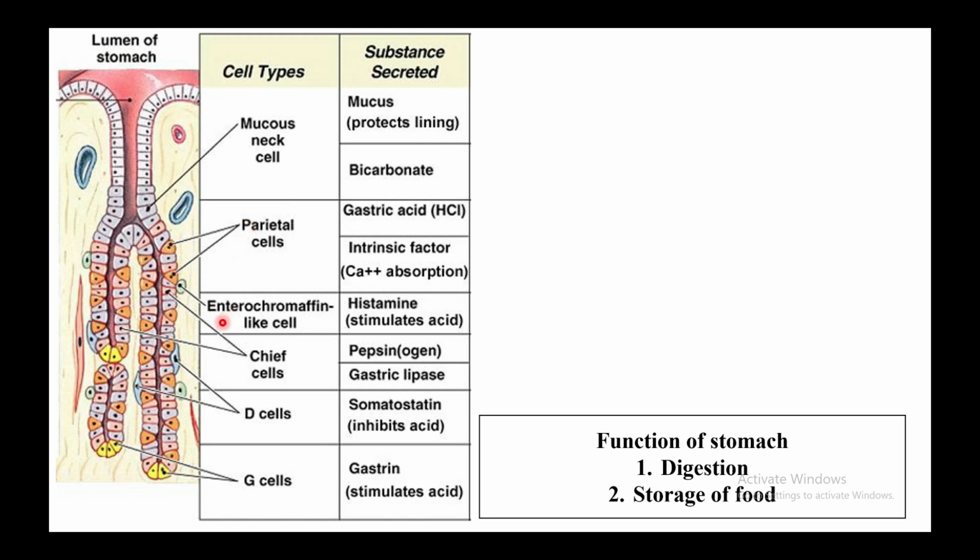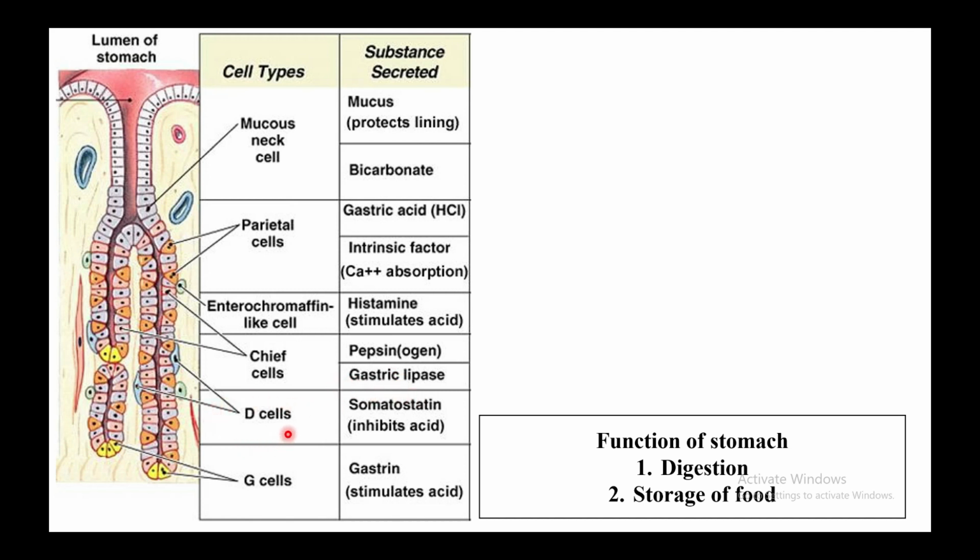Similarly, you can see enterochromaffin cells that will produce histamine, and the main function of histamine is that it will stimulate the acid, and when the acid is stimulated, it will help in digestion. Similarly, there are chief cells, delta cells, and G cells. One by one we will see all the functions of these cells in the next slide. The chief cell will produce pepsin and also gastric lipase.